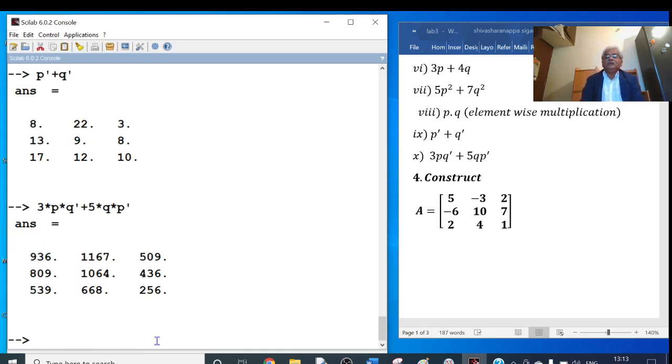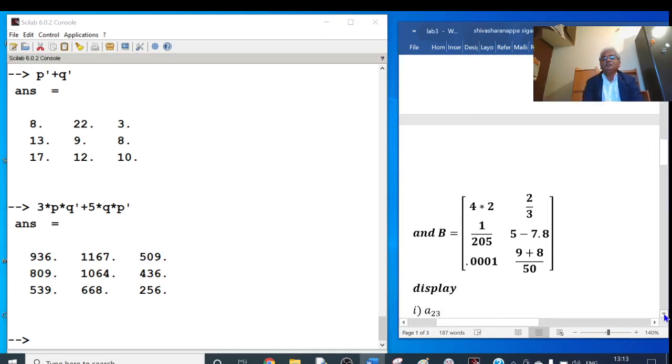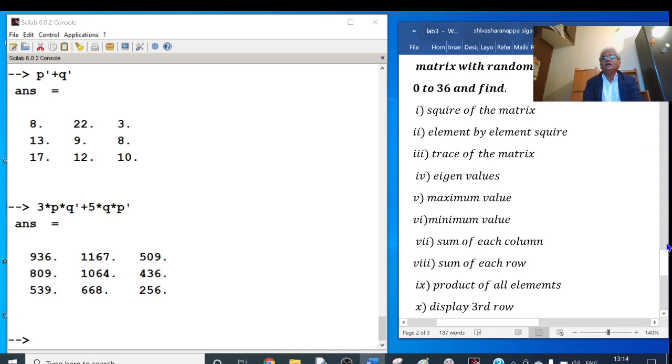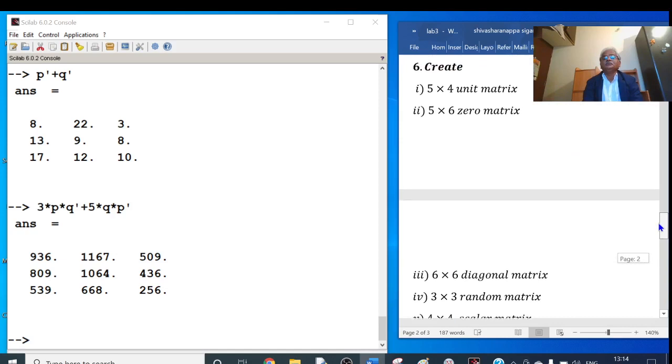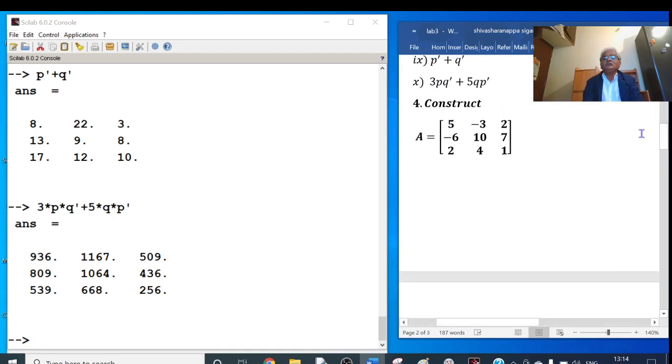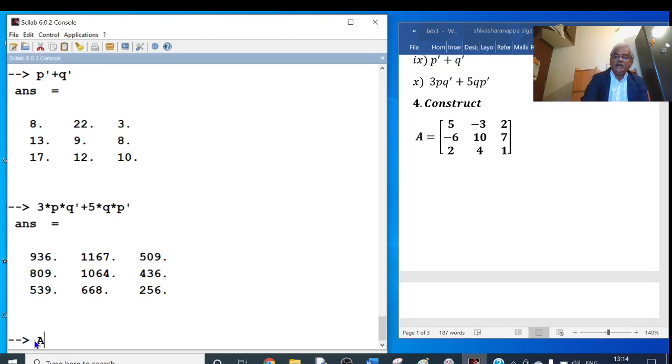Okay. Next example, construct A equal to this matrix and B equal to another matrix, and display something. First I will construct the matrix A. A equal to matrix, 5 minus 3 2 semicolon, minus 6 10 7 semicolon, 2 4 1, square bracket close. This is my A.